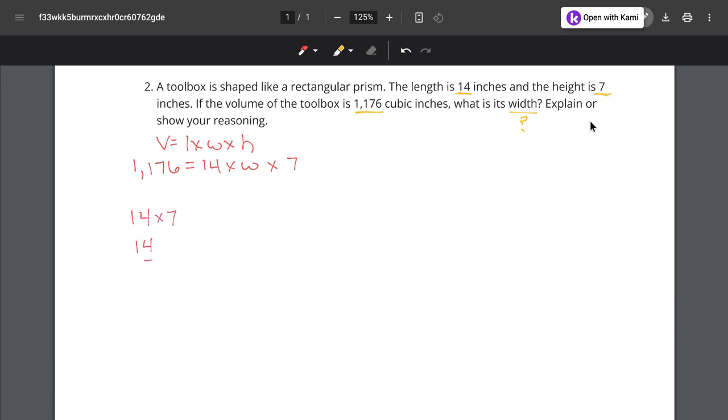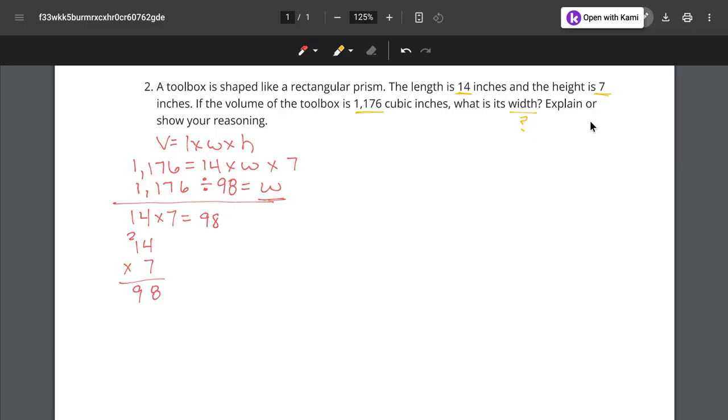Well, I can write that down below, or I can break this apart. I know that 7 times 4 is 28. Here's my 8, carry my 2. 7 times 1 is 7, plus 2 is 9. So I know that 14 times 7 is going to be 98. So really, what I know here is that I should take this 1,176 and divide that by 98, and that is going to tell me the width, which is what I am needing to find, right?